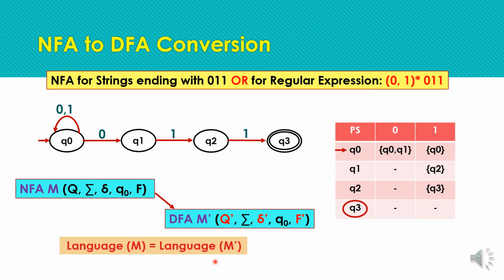So the language of a machine means the strings that the NFA is going to accept should be the same for the DFA, meaning the DFA should accept or reject similarly to the NFA for all the strings.